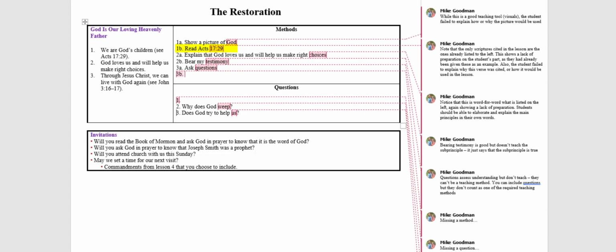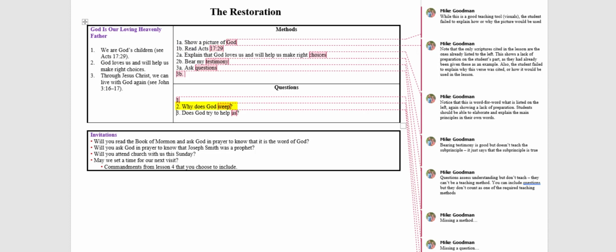Similarly, if someone gives, I will explain the resurrection as a method, all you've really given us is the what. We already knew that you were going to teach the resurrection if that's part of the sub-principle. But how will you teach it? Just saying you will doesn't help us know how you will do it. Focus on the how.